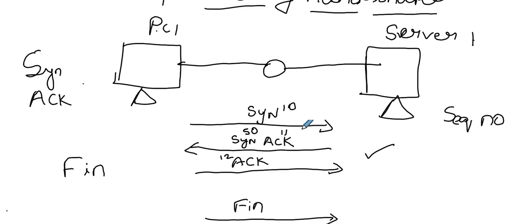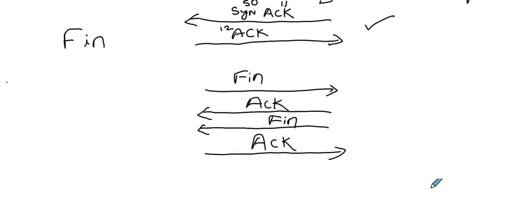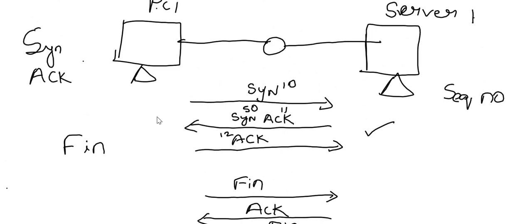Okay, so now I will explain what happens if, in the middle of the process, the connection is sometimes cut. How does TCP retransmission happen? I'm going to explain how it happens. Okay, so first, PC1.